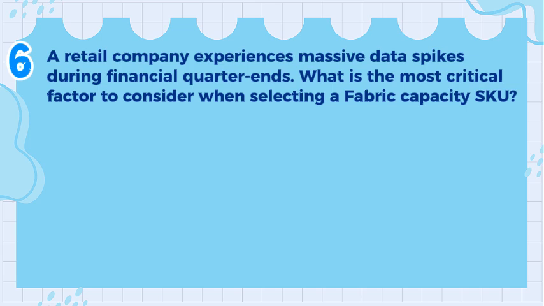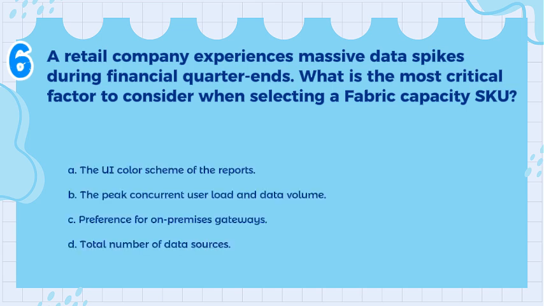The choices are A. The UI color scheme of the reports. B. The peak concurrent user load and data volume. C. Preference for on-premises gateways. D. Total number of data sources.